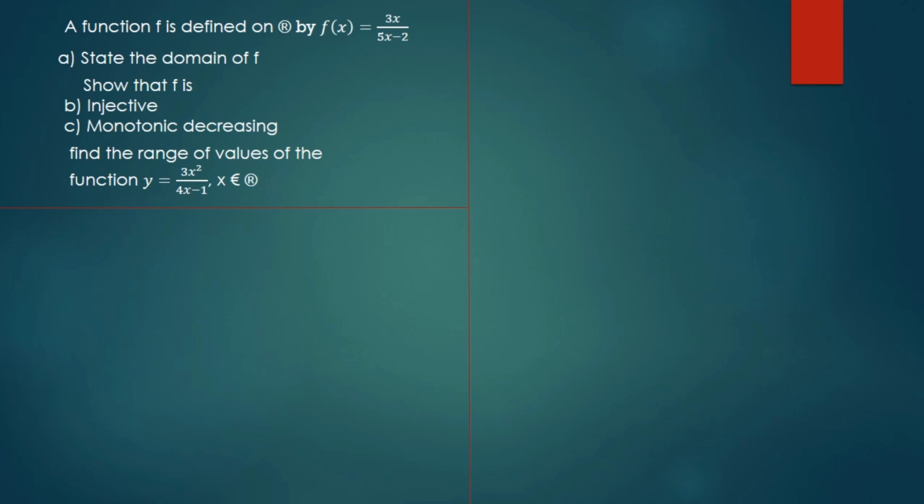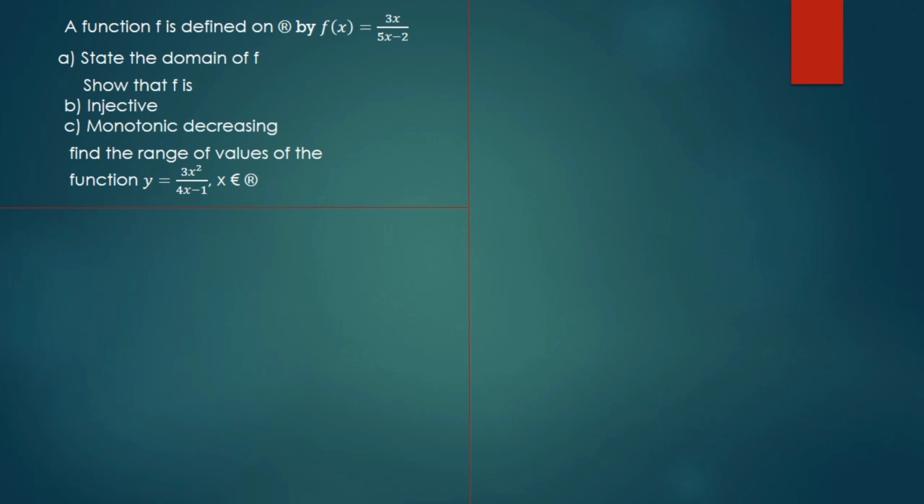Okay guys, let's dive straight into it. As you can see now, the first part of the question is simply saying that a function f is defined on R, that's the set of all real numbers, by f of x equal to 3x over 5x minus 2. Then the A part is saying that we should state the domain of f. Then it says that we should show that f is B, injective, C, monotonic decreasing. Now let's look at these two questions, then we shall look at the other one later.